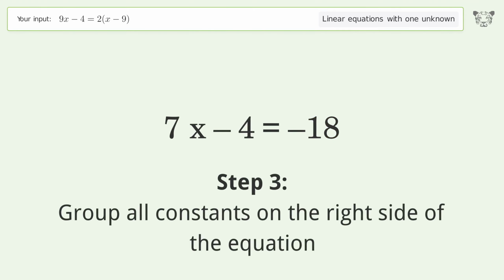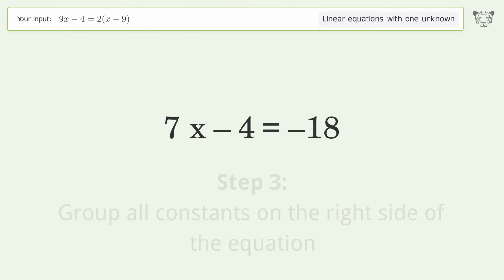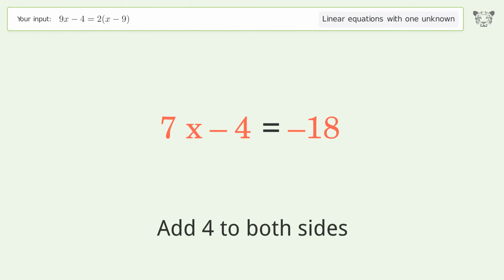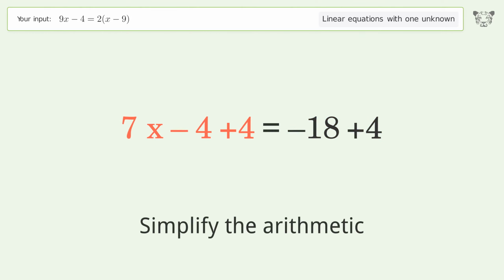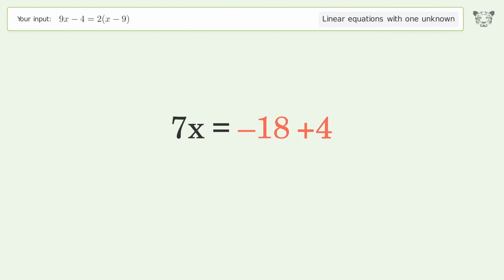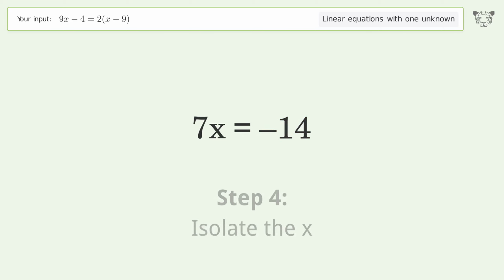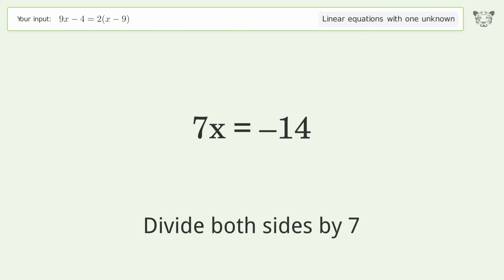Group all constants on the right side of the equation. Add 4 to both sides. Simplify the arithmetic. Isolate the x. Divide both sides by 7.